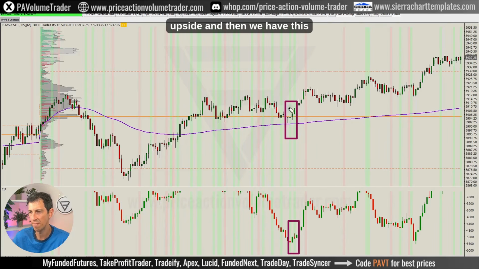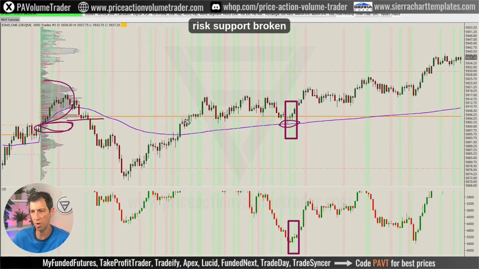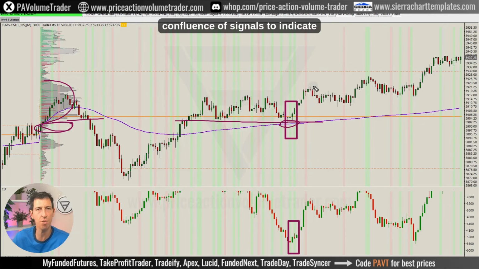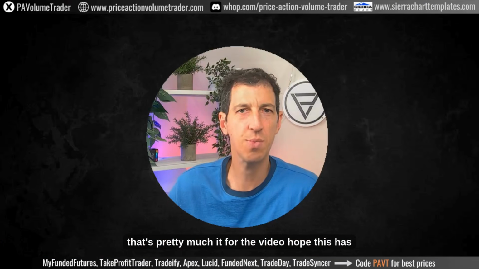And then we have these individual candlestick divergences near a very key level where we have VWAP, and we also have a very nice high volume node, and we're right around the low volume node areas. Previous support broken, resistance back to support, and we're back to testing that area. So all this was a nice confluence of signals to indicate that the market intention here is just to keep pushing to the upside.